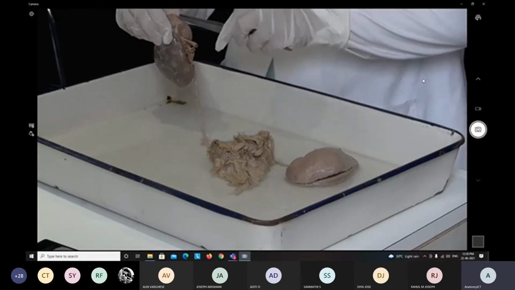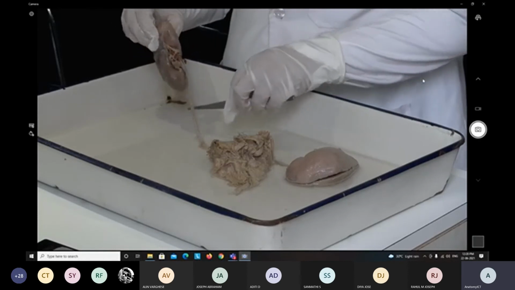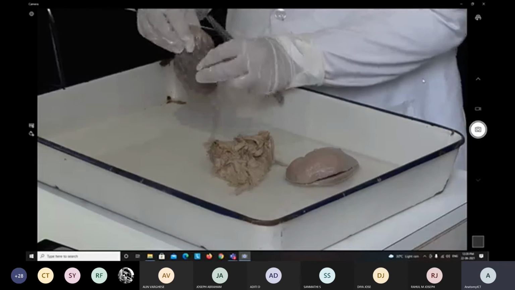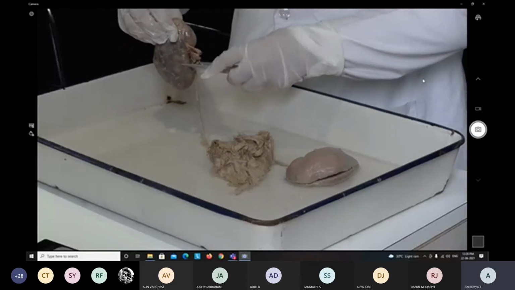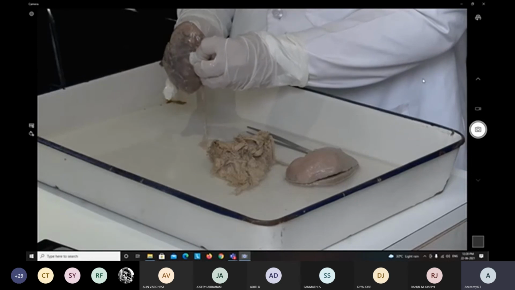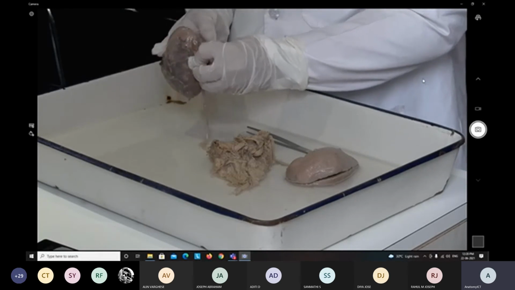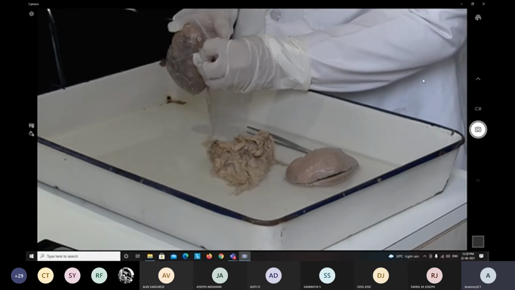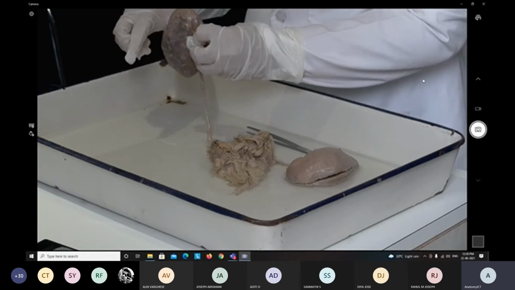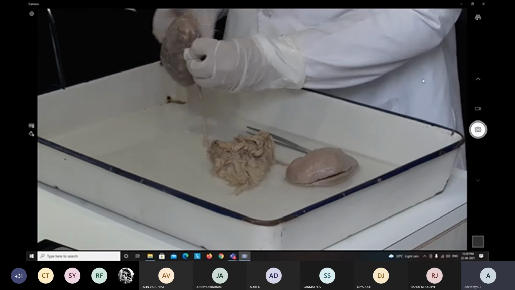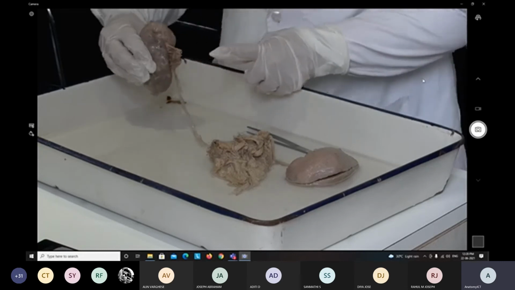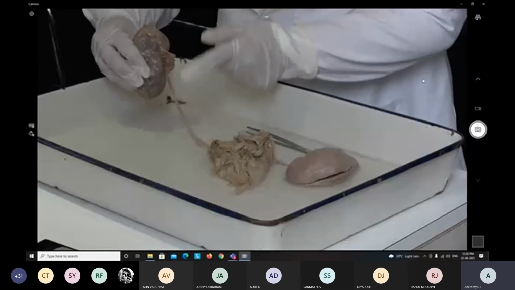This is the upper pole. This is the lower pole. And this is the lateral border. The lateral border of the kidney is convex. Okay. Lateral border and medial border, you can identify, and you have to focus on the structures.